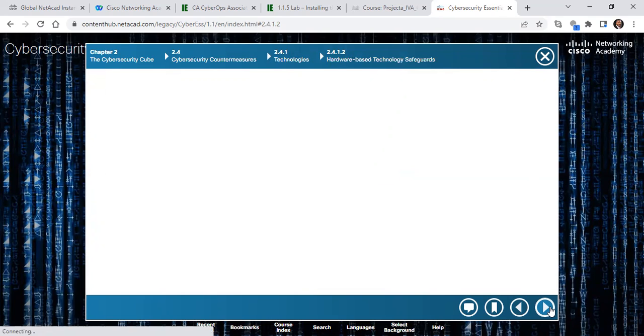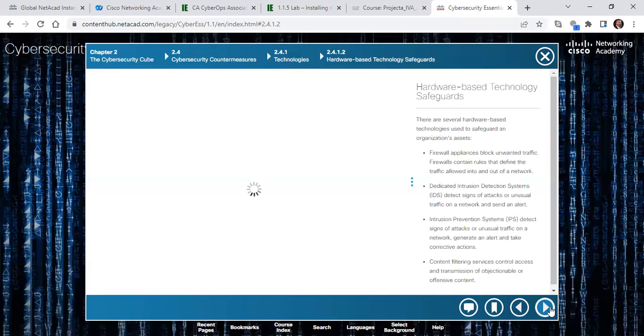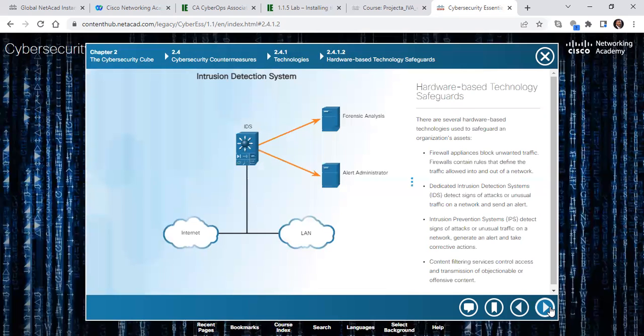So we move to hardware-based technology safeguards. Now, there are several hardware-based technologies used to safeguard an organization's assets.